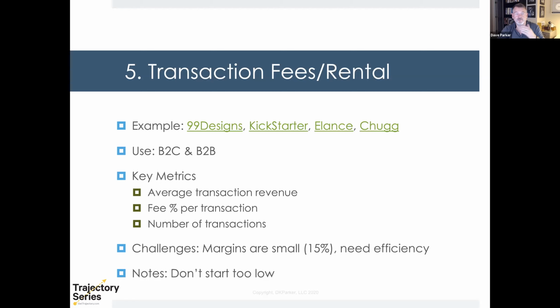So the lesson here is don't start your pricing too low, right? Especially in marketplace examples, people say, well, we're going to start lower and then move it up. You never move it up, right? So you need to start higher and discount for the first year or discount for early customers, but don't start lower, because the idea that we'll move it up later is an illusion. It just doesn't happen. So that's a big important point on the transaction fee business.